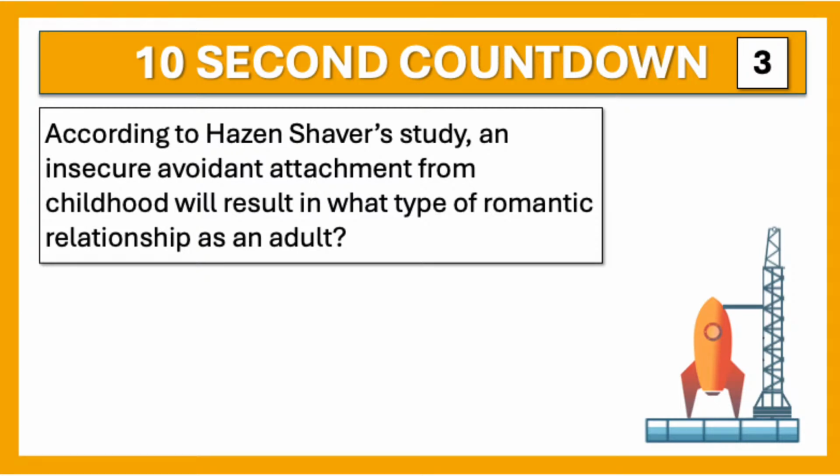So according to Hazen and Shaver's study, again, this final one, an insecure avoidance attachment this time. What are we looking for here? I won't read the whole thing out. Insecure avoidance. So romantic. Liftoff will start in T-minus 10 seconds.